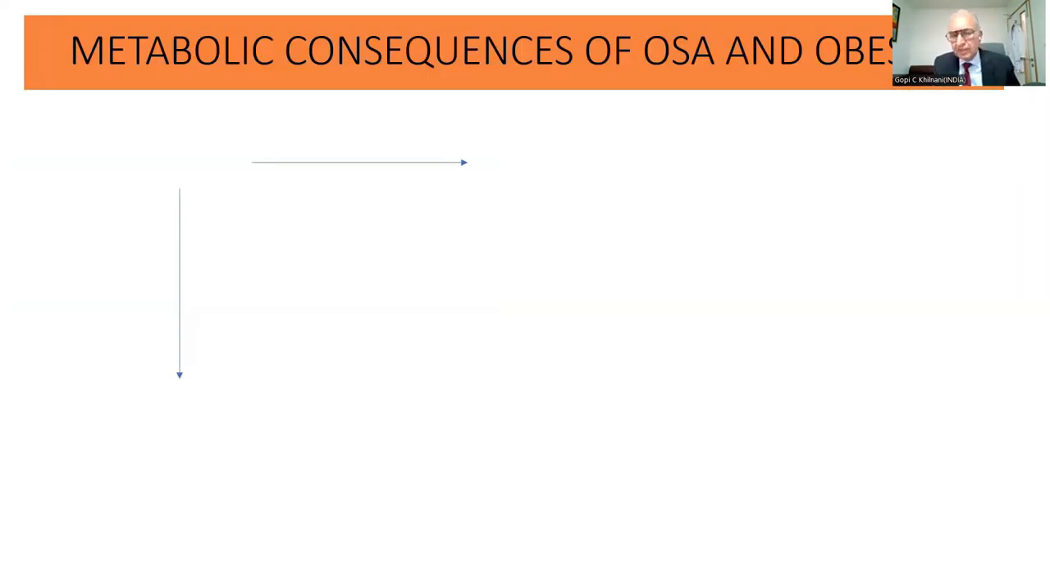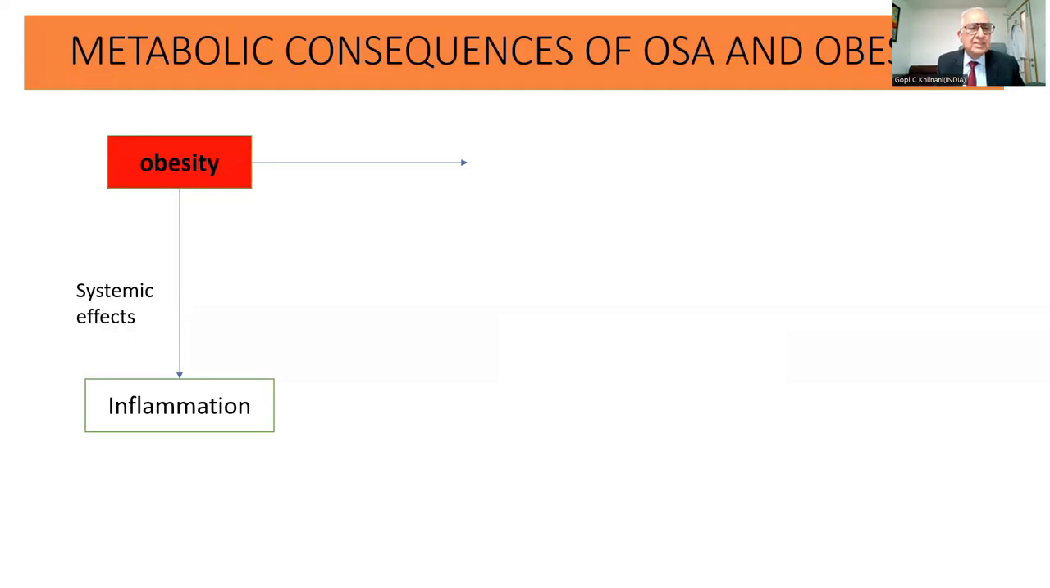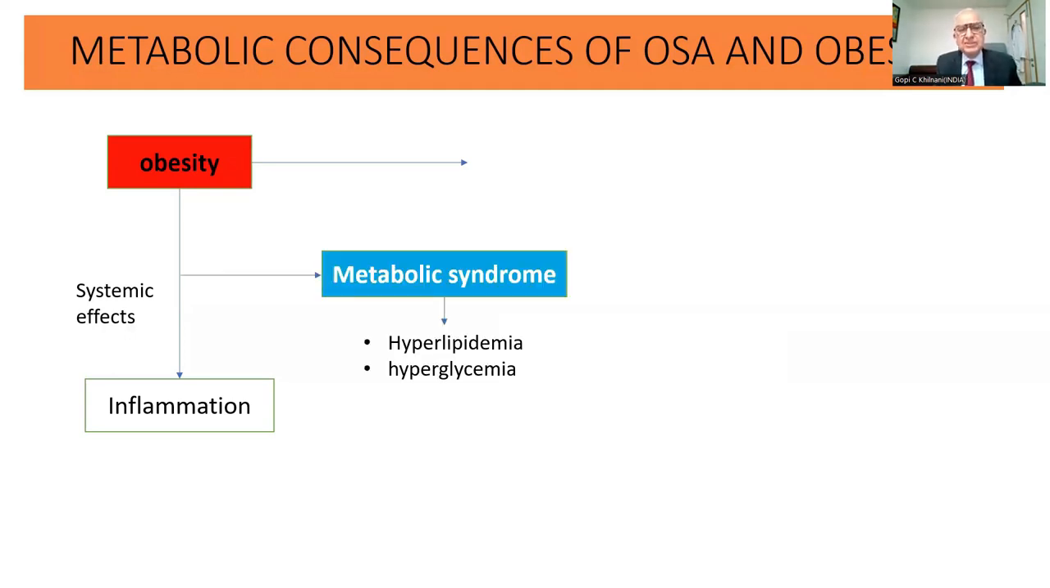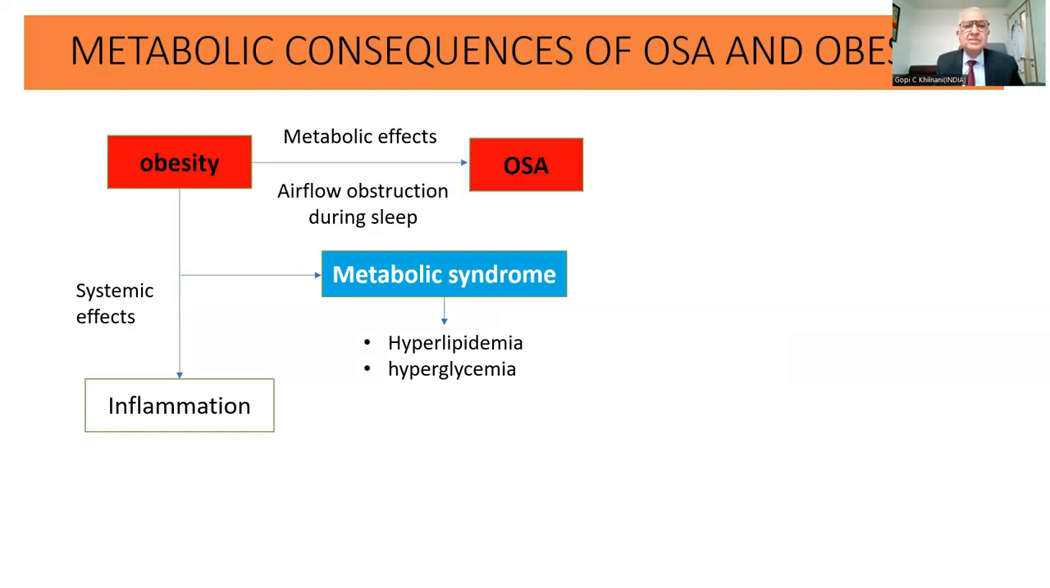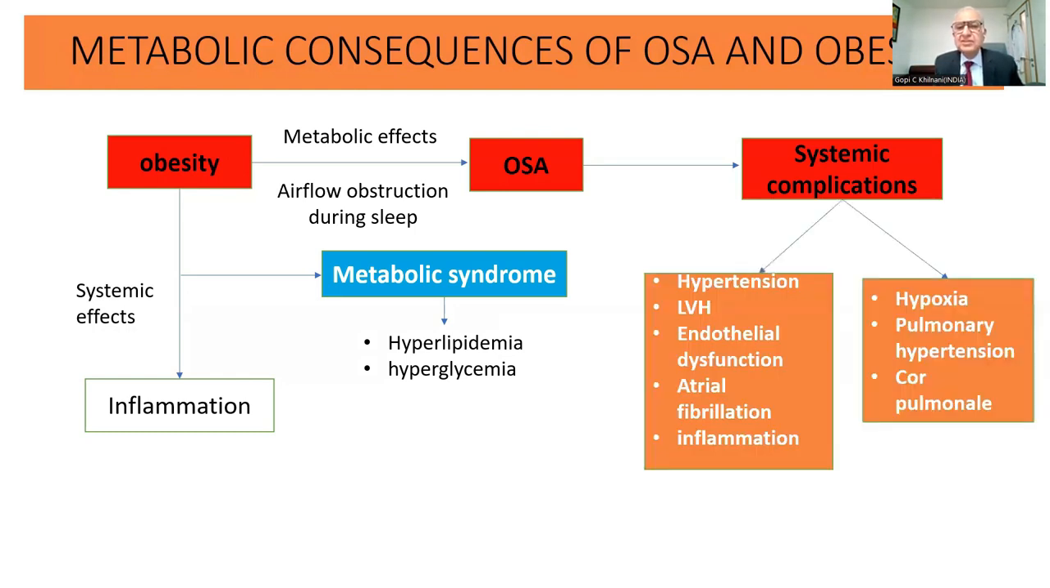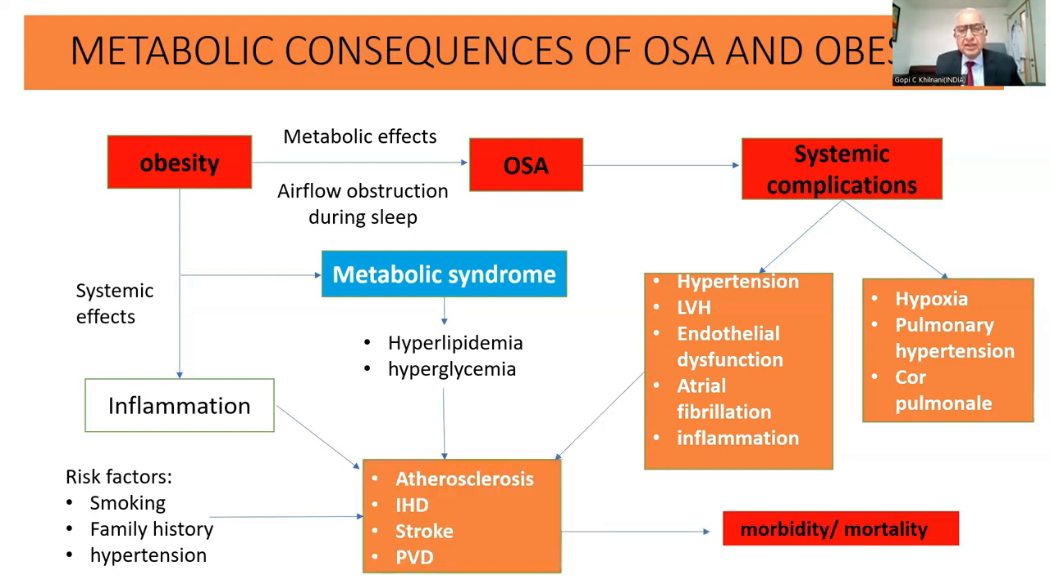But that's not enough. There are metabolic consequences, which are very important, which lead to a reduced lifespan. So there is obesity, which leads to systemic inflammation. There is metabolic syndrome associated with it, which includes hyperlipidemia and hyperglycemia. And there are systemic complications in the form of hypertension, left ventricular hypertrophy, endothelial dysfunction, and atrial fibrillation, which is a very important association, and inflammation, and it leads to obesity hypoventilation syndrome, pulmonary hypertension, and cor pulmonale. And ultimately, what it leads to is atherosclerosis, ischemic heart disease, peripheral vascular disease, leading to high morbidity as well as mortality. So not only is the quality of life affected, the span of life is also curtailed.